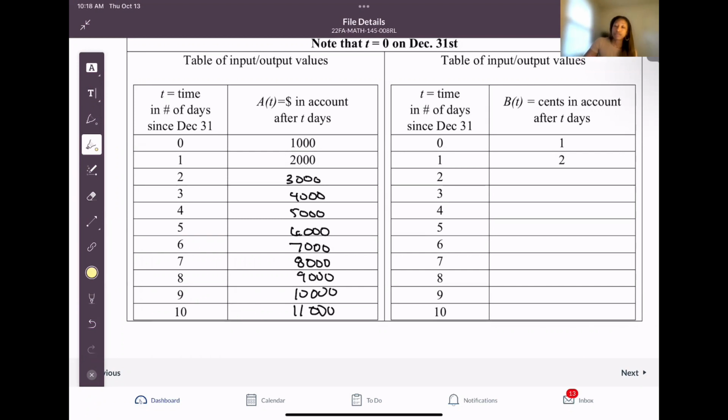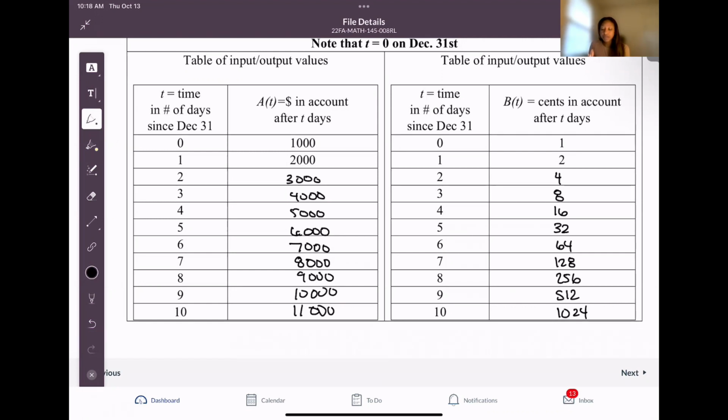All right, for option B, now we're starting off with pennies, not even dollars. You start off with 1 single cent, and then on the second day you have 2 cents. And then if we double every day after that, 2 times 2 is 4. 4 times 2 is 8. 8 times 2 is 16. 16 times 2 is 32, then 64, then 128, then 256, then 512, then what's next? 1024.